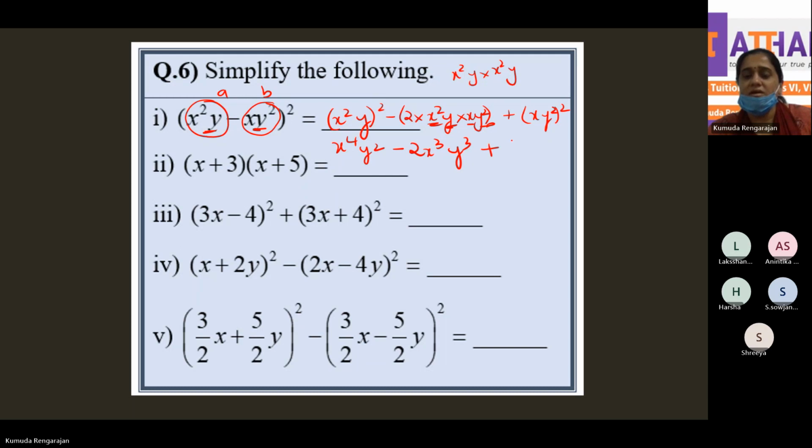Plus x y squared into x y squared, x squared y to the power 4. This is the result. Take down this.